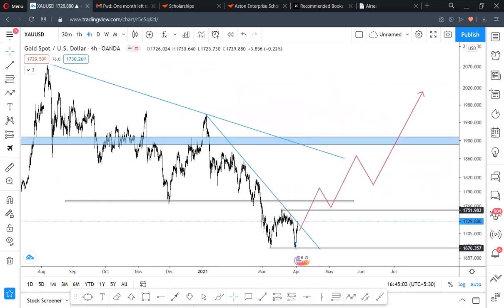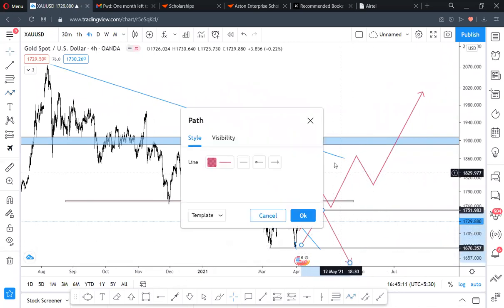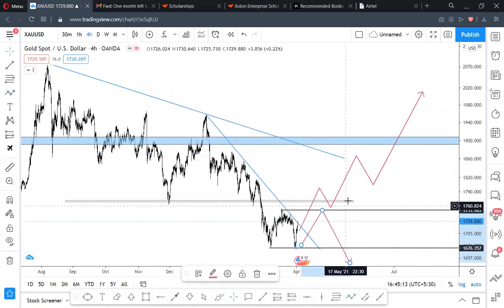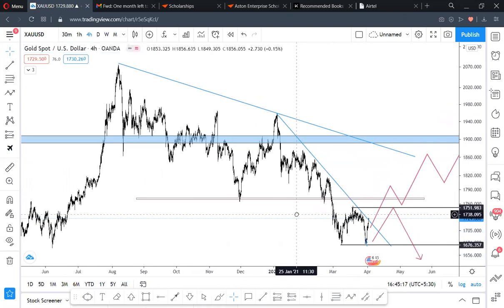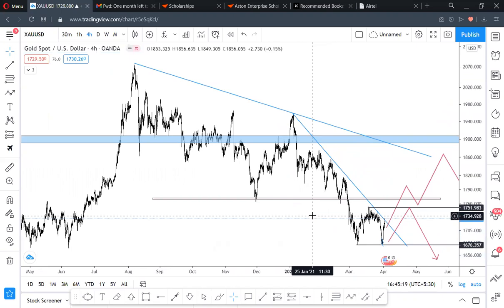It can do this and go down more. You understand? So that is it on gold. Any other pair? We have 6 minutes.